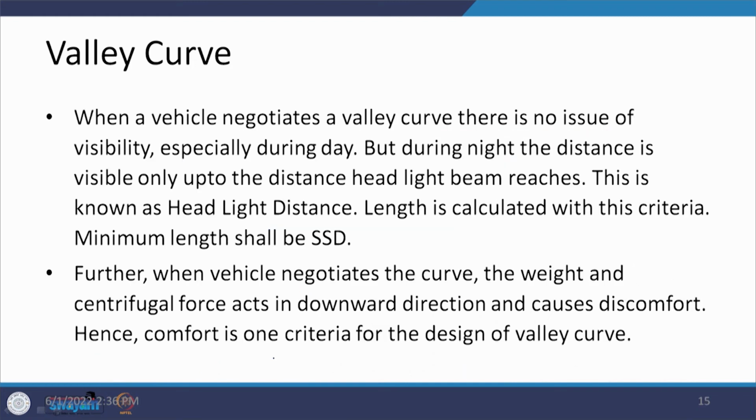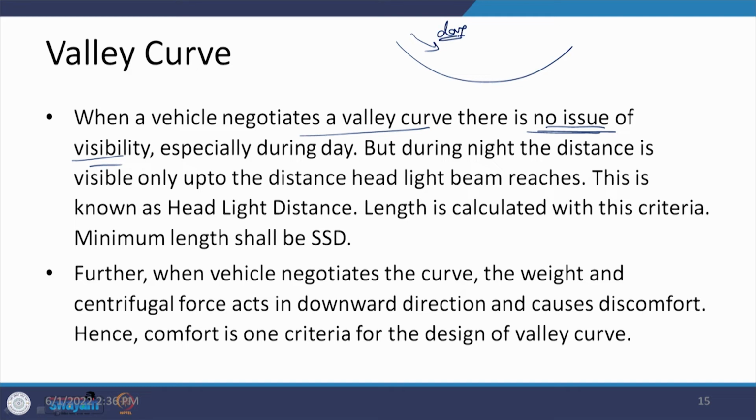Now, when we are talking about this type of curve, what are the issues which are going to be there, and because of those issues, what becomes the criteria for the design of a valley curve, that is what we are going to talk about. So, the very first thing it says is that when the vehicle negotiates a valley curve, there is no issue of visibility, because you are going in this form. So, you are able to see everything which is happening in front of you, but this is when you are talking about daytime.